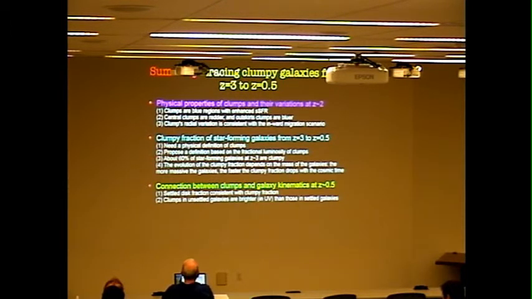And in our paper, we propose a definition based on the fractional UV luminosity of clumps. And we found 60% of star-forming galaxies at z~3 are clumpy. And the evolution of the clumpy fraction depends on the stellar mass of galaxies. The more massive the galaxies, the faster the clumpy fraction drops with cosmic time. Also, we found some interesting connection between the clumps and the kinematics of the galaxies, that you find the clumps at z~0.5. Thank you.